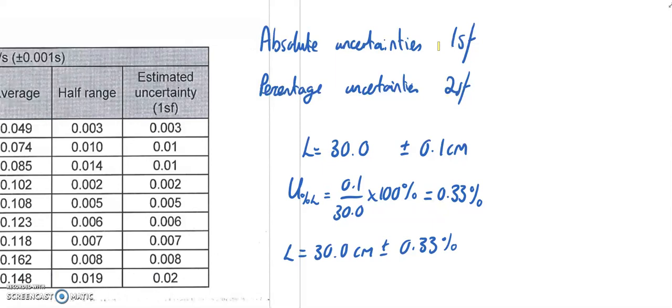Percentage uncertainties are useful as the steps in a calculation, so we're allowed to keep an extra significant figure as what we call a guard digit, so as to minimize the effect of rounding errors in the calculations. So the percentage uncertainty on L in this case would be 0.1 over 30.0 times 100%, 0.33%. I'm quoting it to 2 significant figures. So L here would be 30.0 centimeters plus or minus 0.33%.